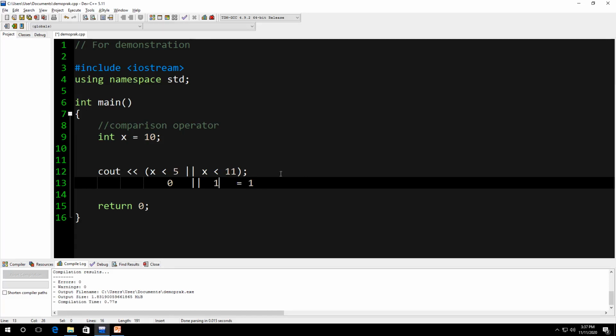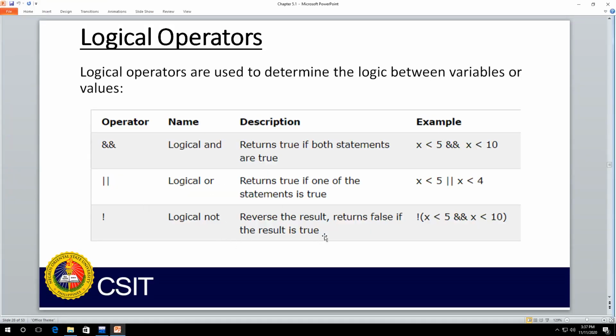And it's still the same. If this is false and this is true, it will give you true. But if both are false, then it will give you false. So that's the logical OR. And how about the NOT? Logical NOT reverses the result, returns false if the result is true, and vice versa.